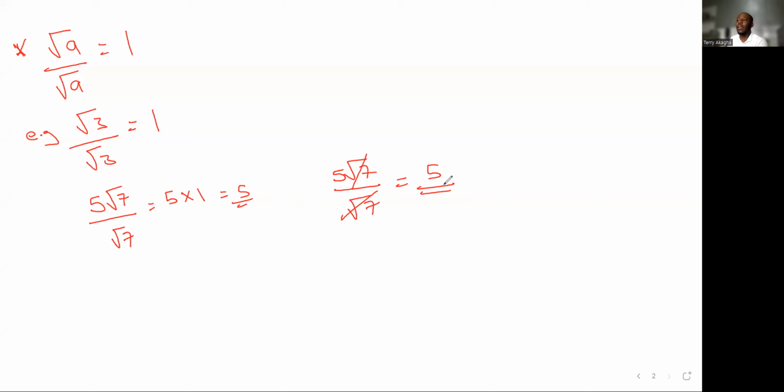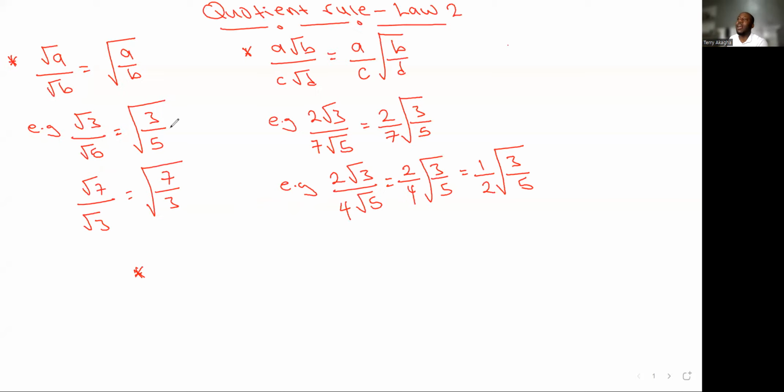Now, the key thing you need to keep in mind is that when you have the same surd and you divide it, it cancels out. If you have different surds, you just divide the values within the surds. And if you have integers as well as surds, you divide the integers separately and you divide the surds separately. And that is that.